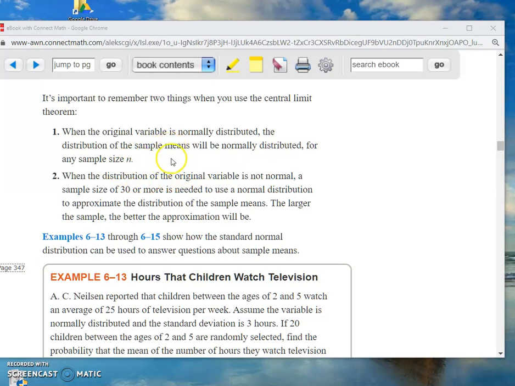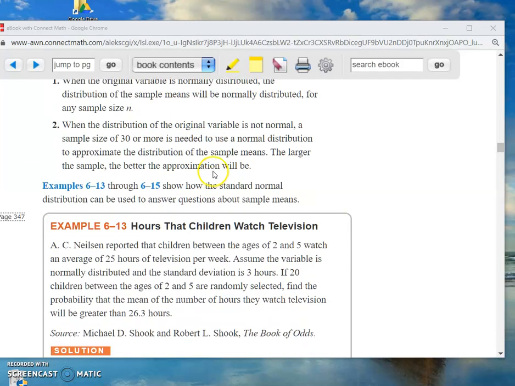If the original variable is not normal, then and only then you must have a sample size of 30 or more in order to use a normal distribution to approximate the distribution of the sample means. Okay, and then of course the larger the sample, the better the approximation will be.